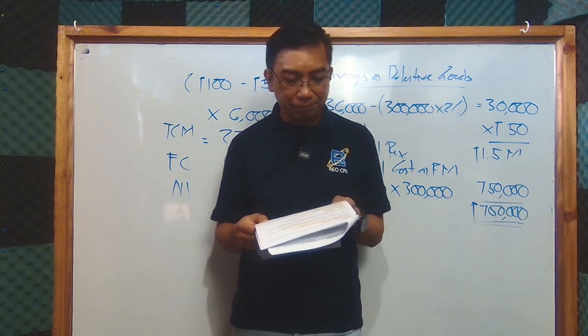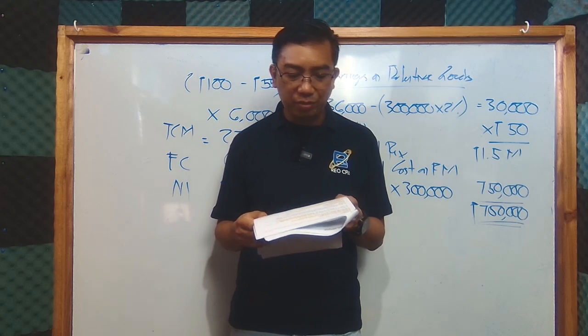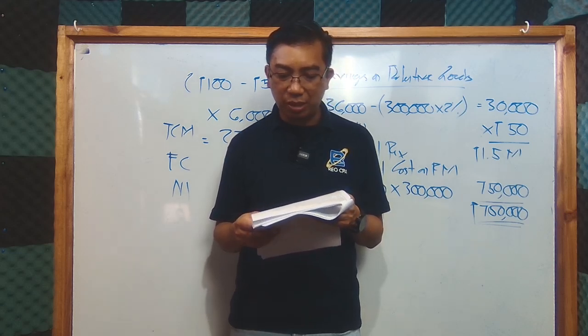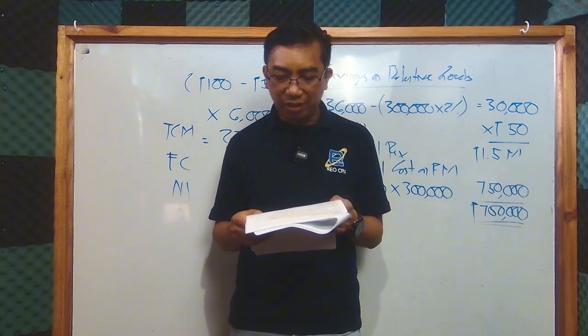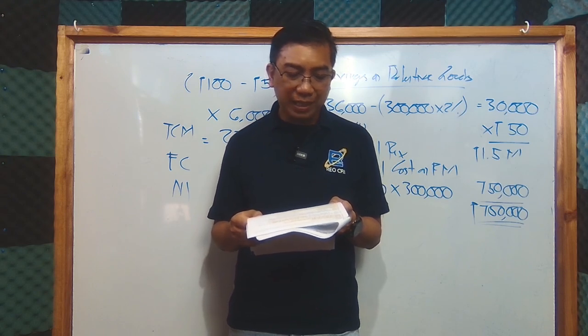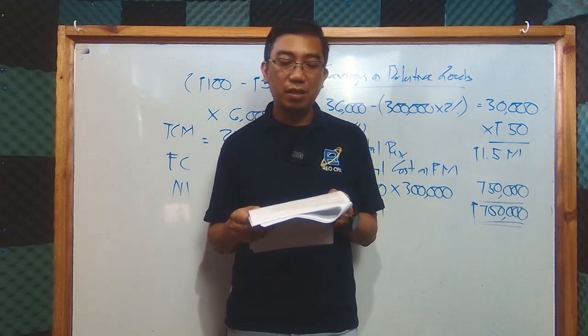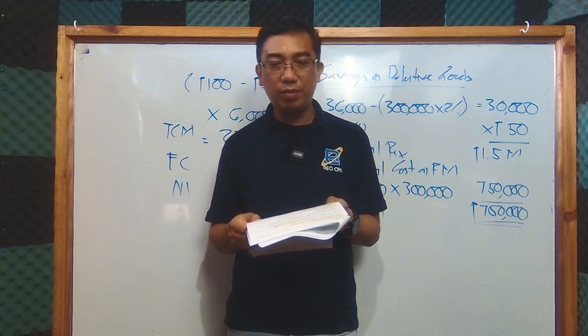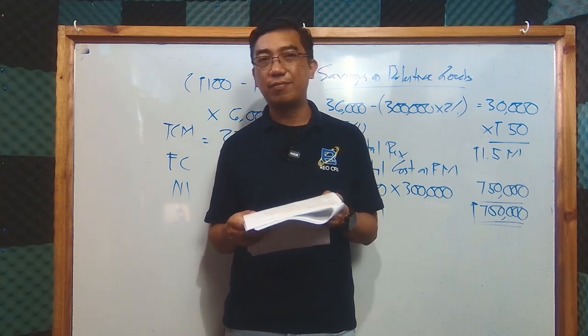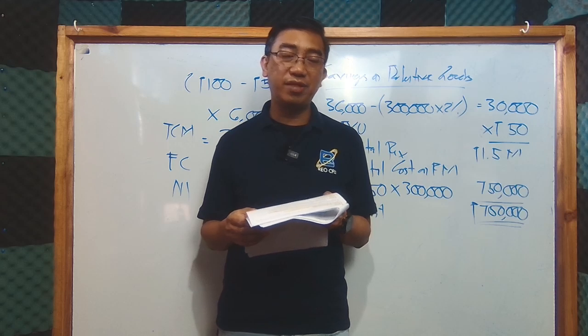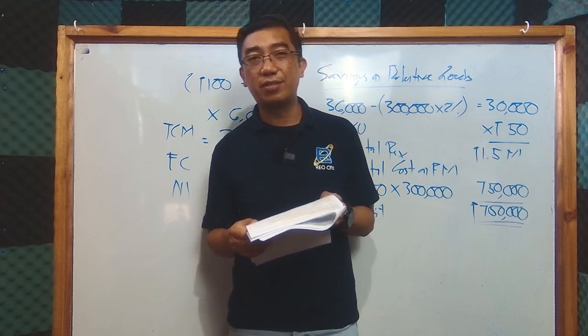Number 29. When management must decide to accept or reject a one-time only special order given sufficient idle capacity, which of the following is not relevant to the decision? Class, not relevant. What is not relevant is letter B, absorption cost. Bakit, class? Kasi absorption costing includes fixed overhead. It includes fixed cost. Diba?